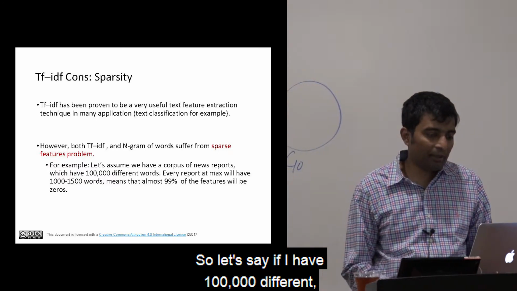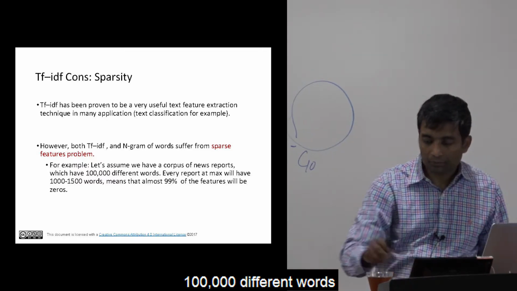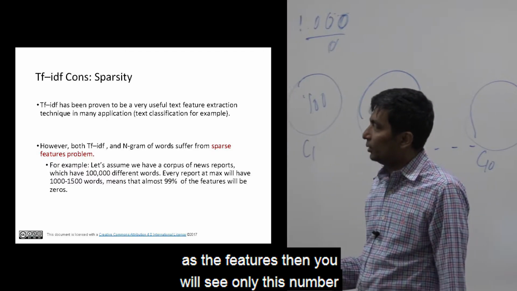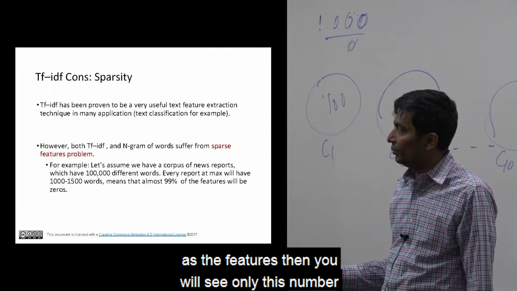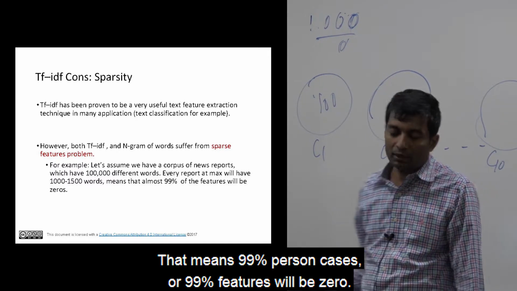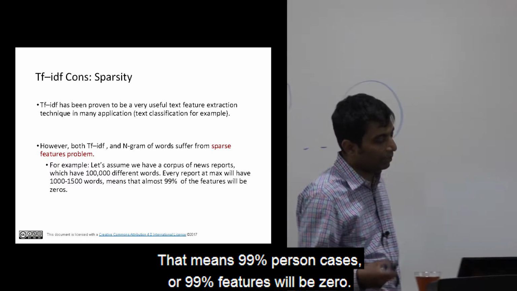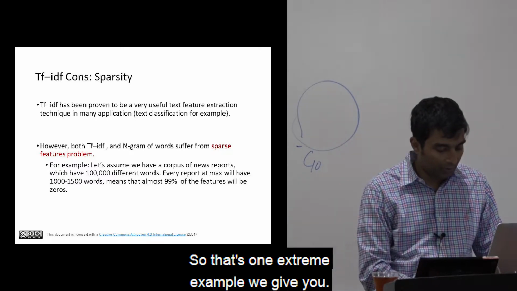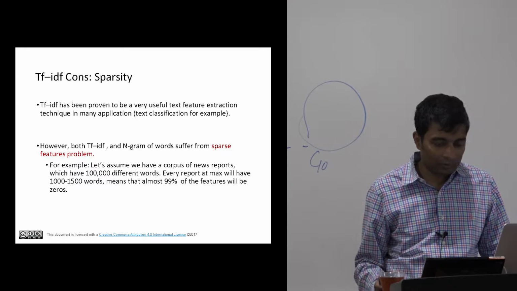So let's say I have 100,000 different words as features, but only a small number of those features will be used in a given document. Then it means 99% of the features will be 0. That's one extreme example I give you.